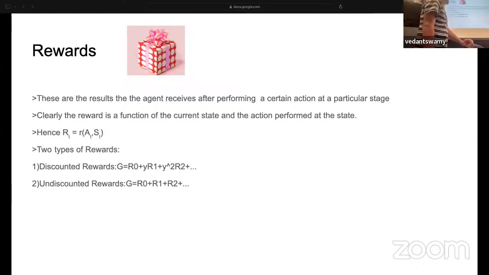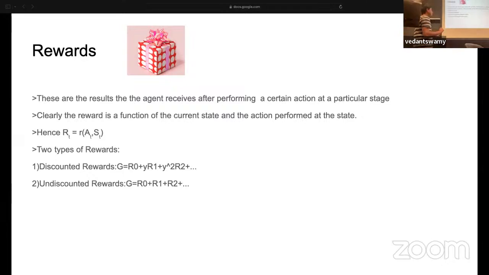Moving on to the next slide, let's talk about the rewards in this case. As I said, the agent performs a certain action and receives a certain reward after performing it at a particular stage. So the reward is a function of the state that it is in currently and the action that it has performed. The main goal of reinforcement learning is to take into account the future rewards that the agent receives as well, not only the immediate reward.